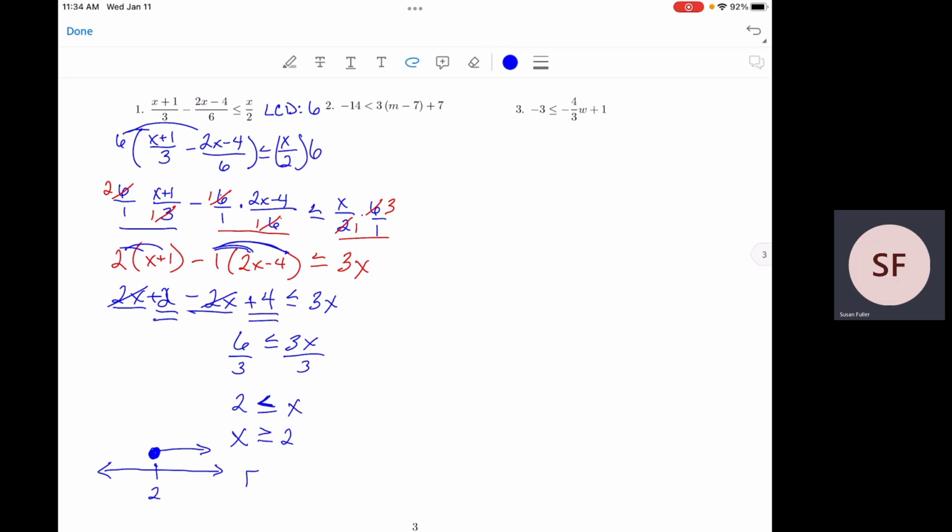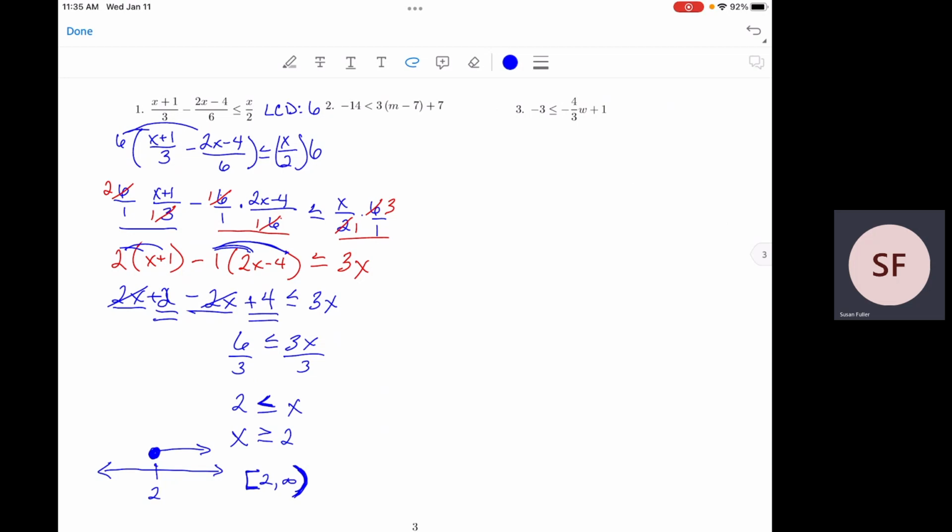So I'm going to write that as an interval of numbers like this. 2 has a closed square bracket on it that says we're going to include 2. And infinity always has an open parenthesis here because infinity is an idea, not a number.